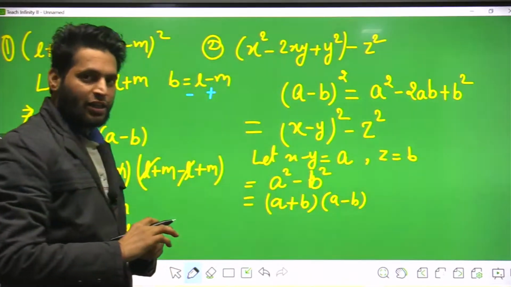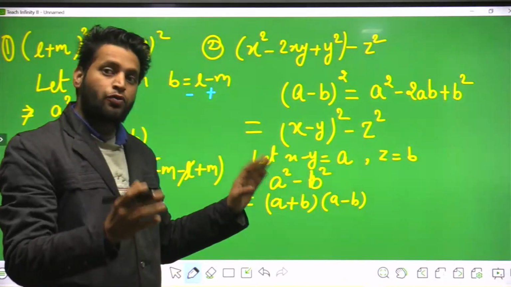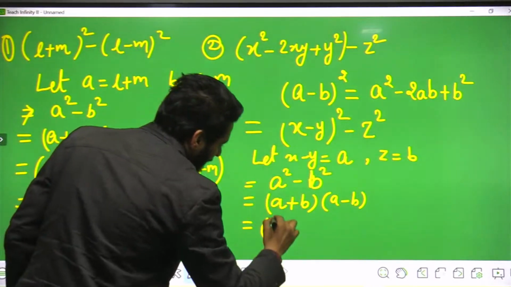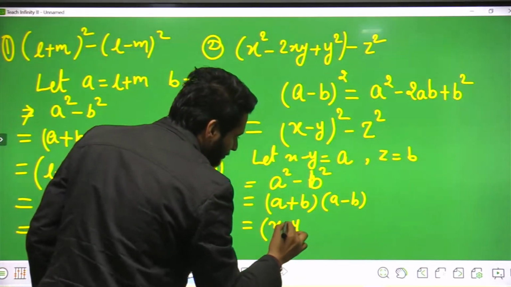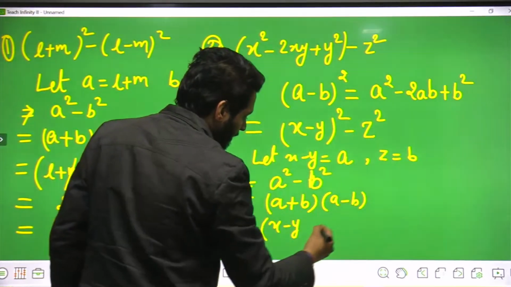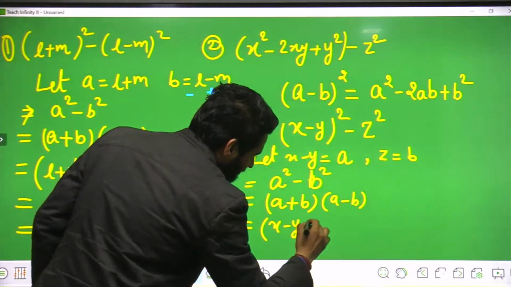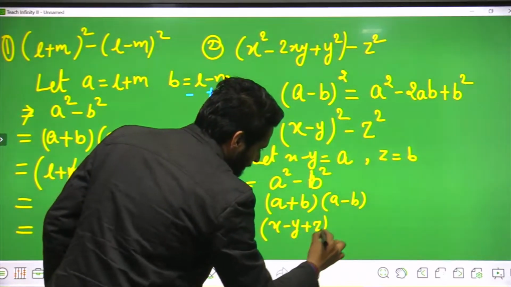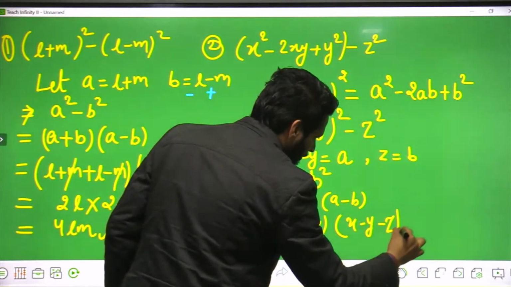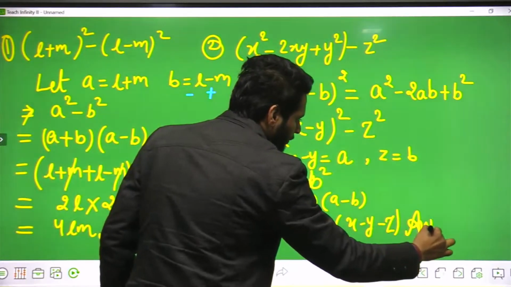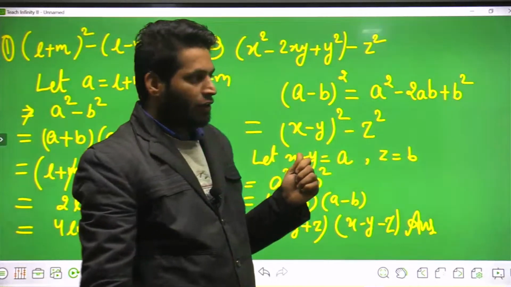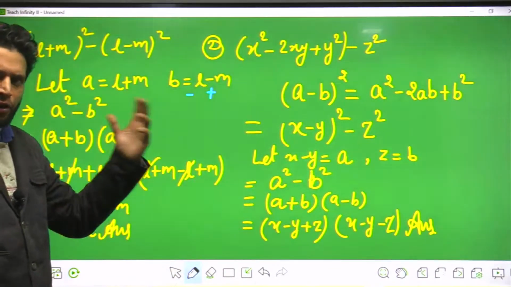So again we can substitute the values of a and b that we assumed. In the place of a we write x minus y, and the value of b is z, so we write plus z. Just like that, we can write (x minus y plus z)(x minus y minus z). Okay, that is the answer. I hope you all understood this. If you have any doubt, that's okay, I will explain it one more time.